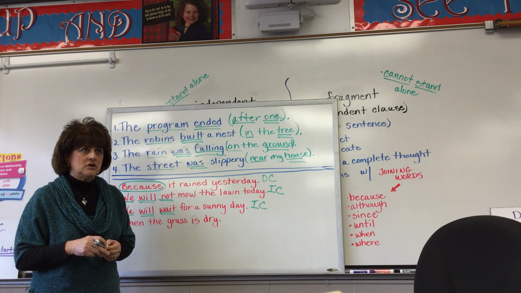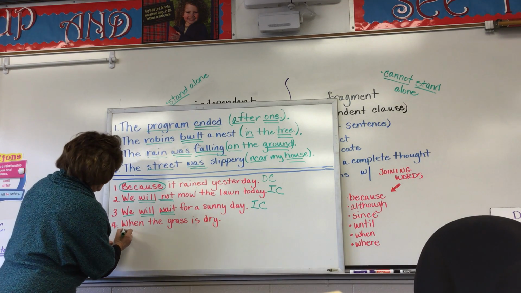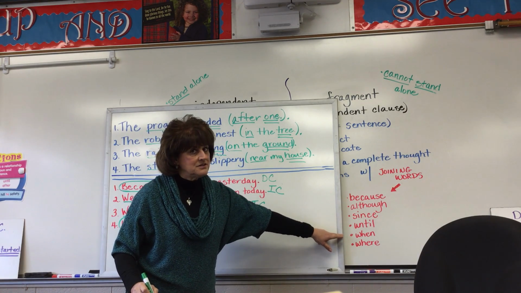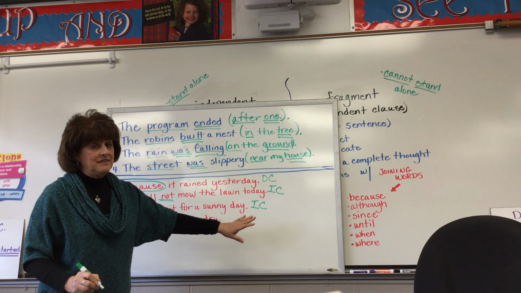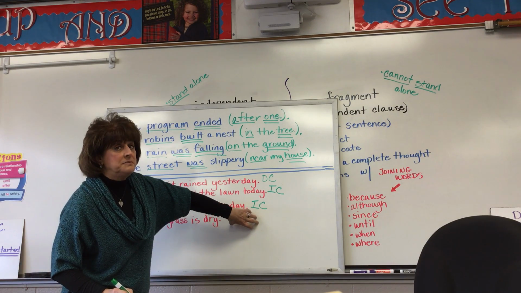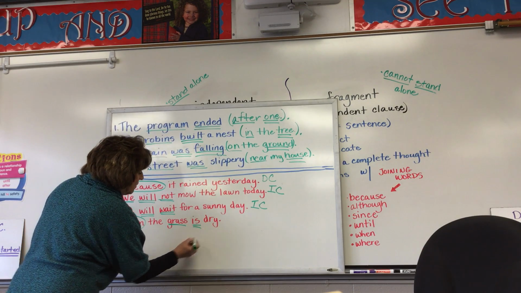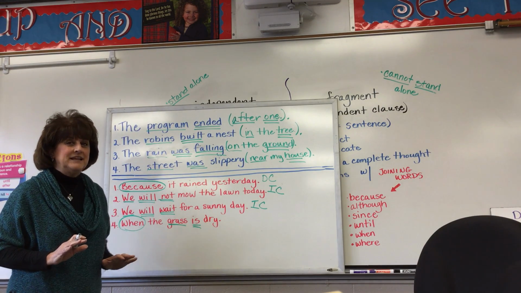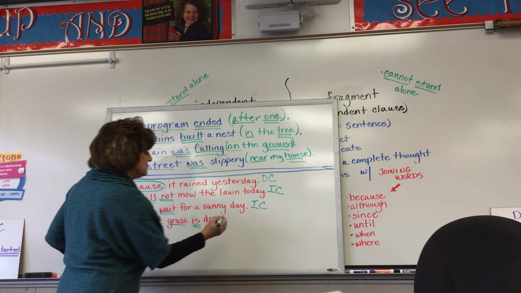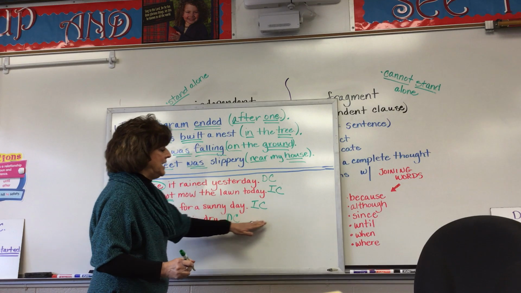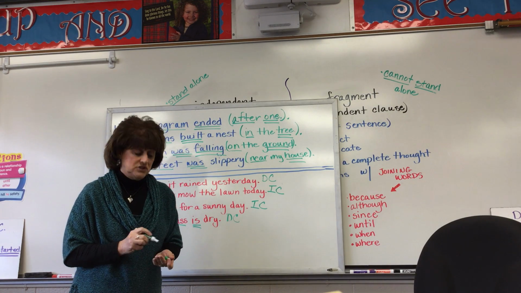When the grass is dry. Well, the "when" should be something that your head should be going, oh, that's one of those joining words. If it's joining, that means there's something over here that it should be joining with. We do have a subject, we do have a verb, but we don't have a complete thought. So this one is going to be a DC, a dependent clause. It's dependent upon there being some more words over there.